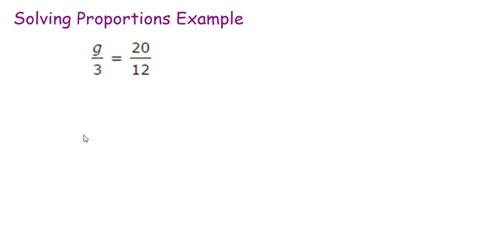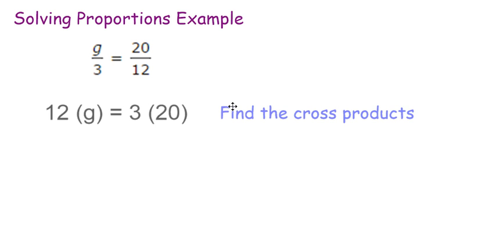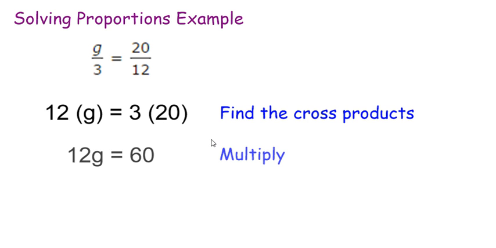Here's my second example. g over 3 equals 20 over 12. So again, our first step is to find the cross products. So we have 12 times g is 12g, and 3 times 20. So it's important that we do our multiplication. All right, so the next step is we're going to multiply. So 12 times g is 12g, and 3 times 20 is 60.